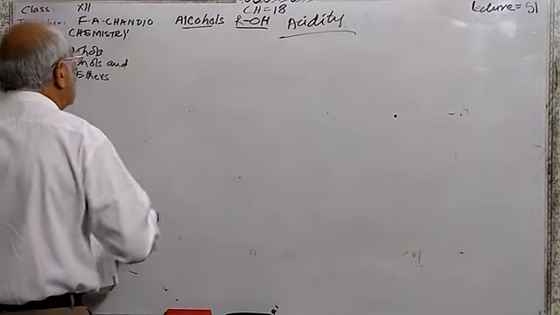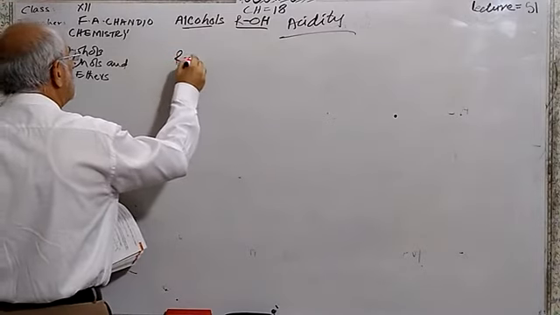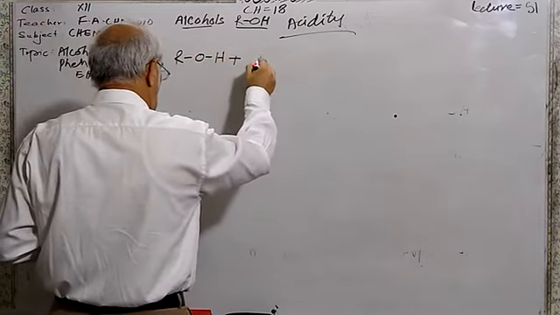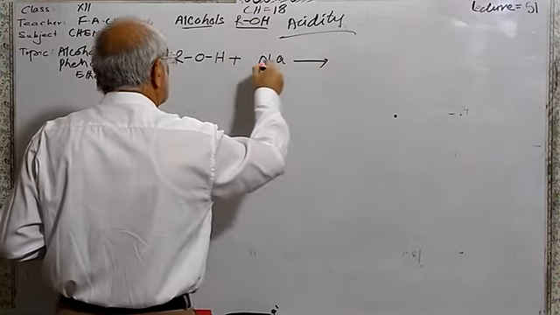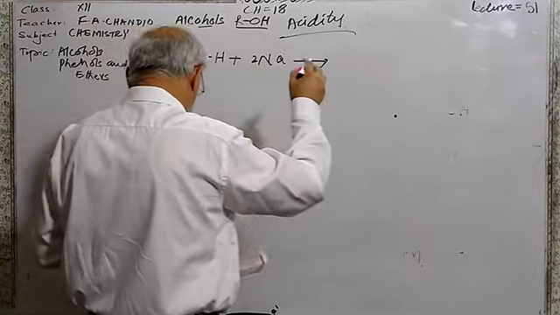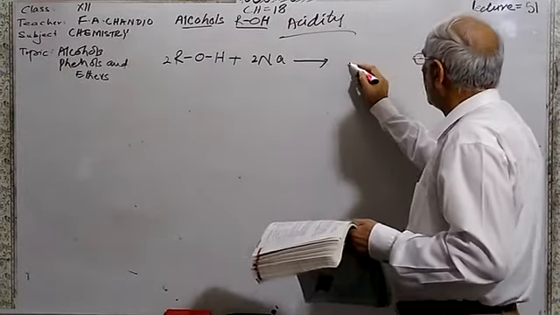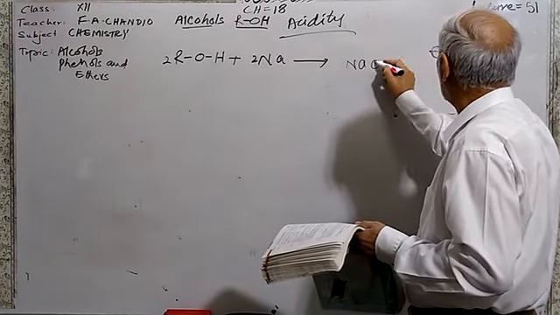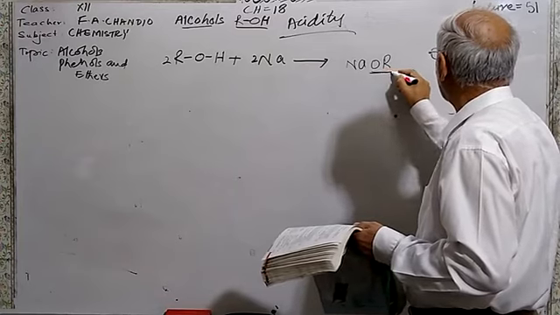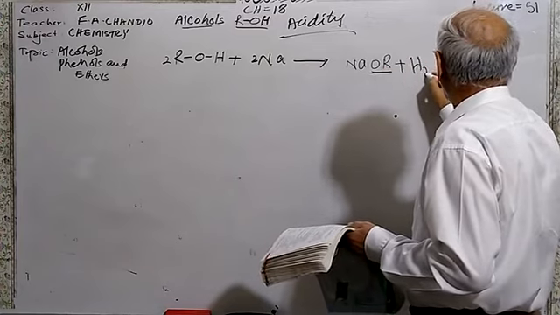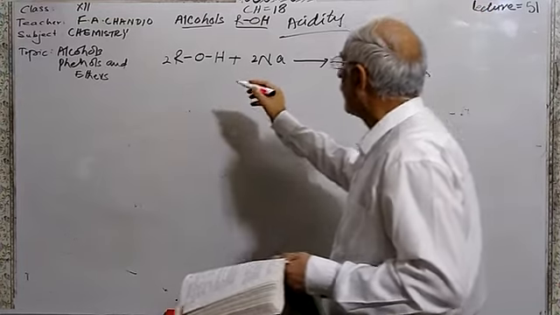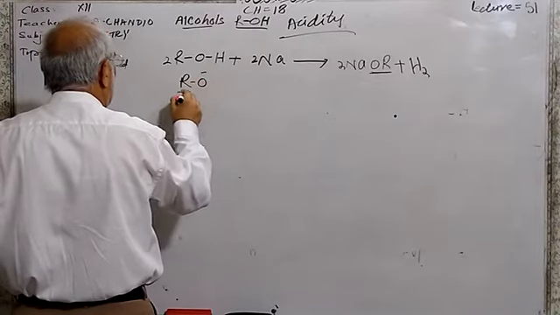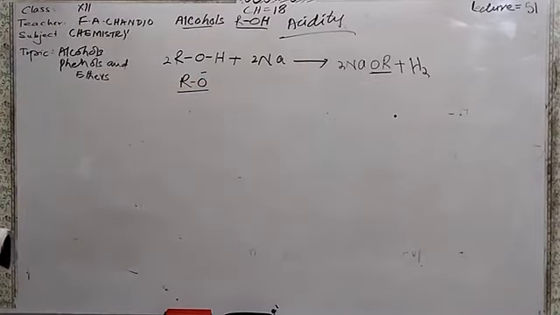You have this alcohol, and there is a sodium metal. Sodium metal reacts with alcohol to form a sodium alkoxide. This is the alkoxide, and it releases hydrogen gas. So when hydrogen is removed from the alcohol, it gives the alkoxide.